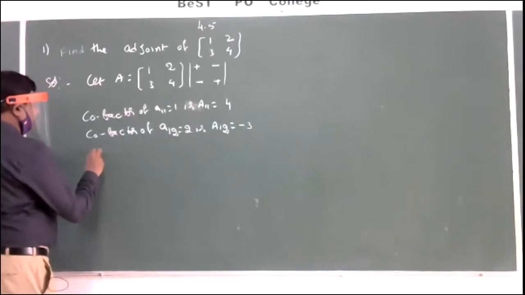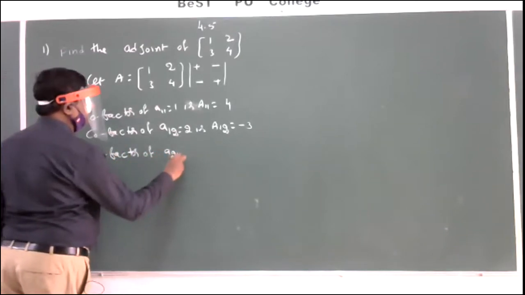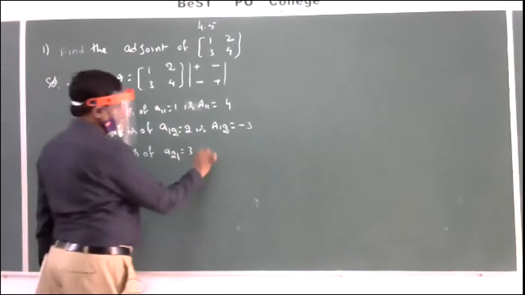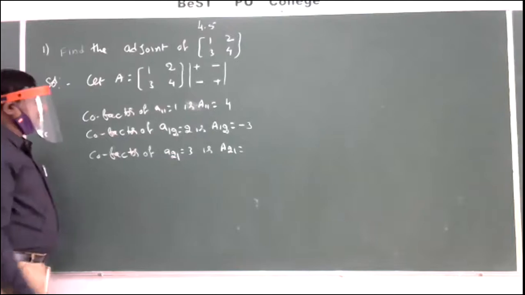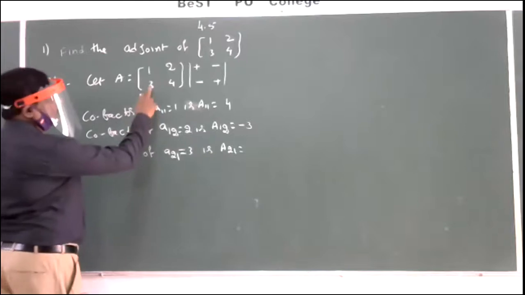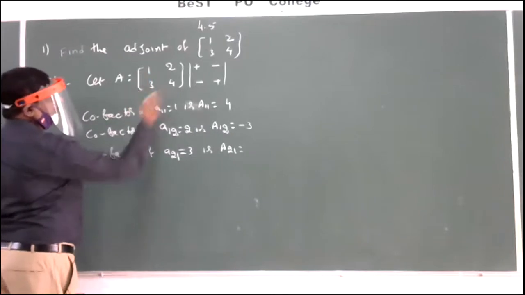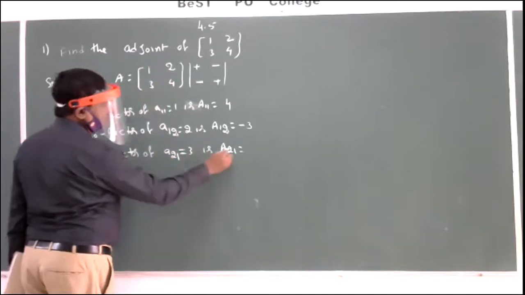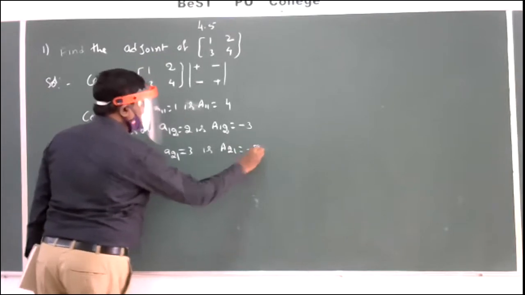Next, cofactor of A21, capital A21. A21 means second row, first column, leaving the first column and second row. The element is here 2 plus 1, 3, odd number, so we take minus, then it is minus 2.